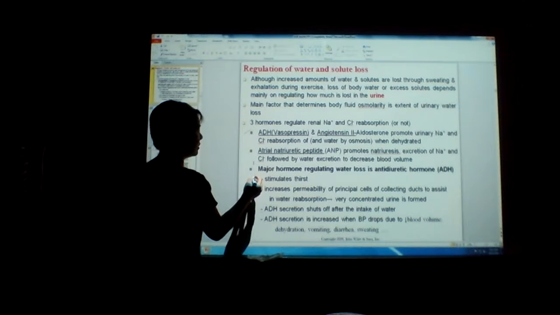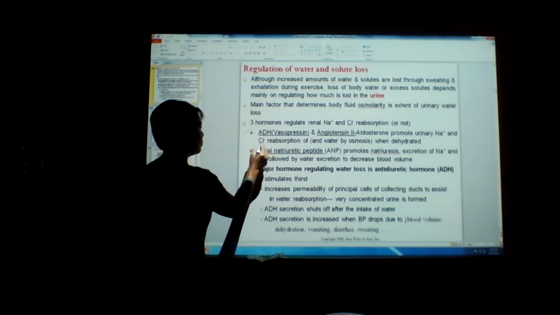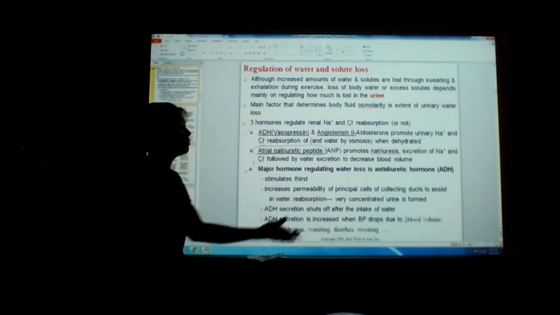Now, look at what happens when there's too much water. When there's too much water, there is only one hormone that helps us with that, right? It is called atrial natriuretic peptide, right here. So, so many hormones to prevent water loss, but just one to promote the release of water, atrial natriuretic peptide. Because we're not designed to have too much water.